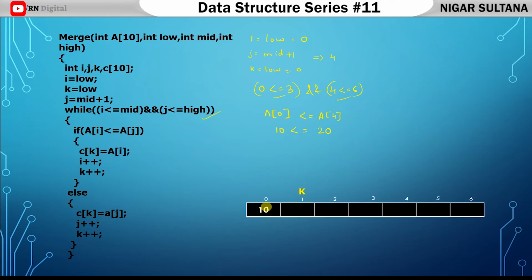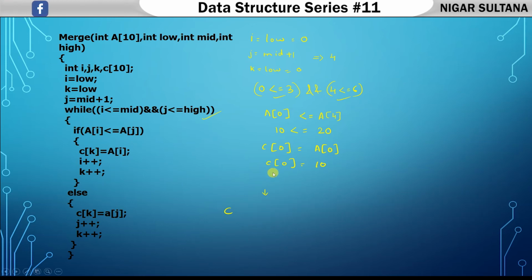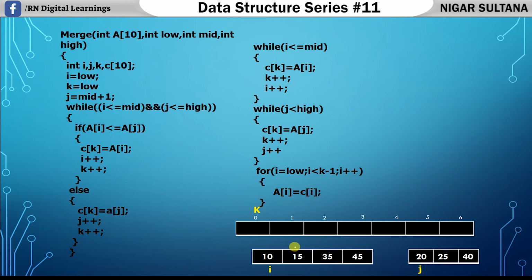See, this is my c of k value, k is 0 initially. So the k value will be 0 at the place of c of 0. C of 0 will be holding a of 0. A of 0 means it is 10. C of 0 will be holding 10 now. Next, I must increment i and k. If I increment i, initially the value of i was 0, now it will be incremented by 1, and similarly k was 0. When I increment, the value of k will be equal to 1.